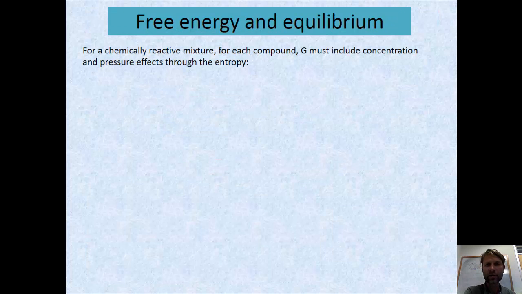Now we need to incorporate the expression for non-standard entropy into an expression for non-standard free energy for a chemical reaction. So if we have a chemically reactive mixture of reactants and products, for each compound that is present at any given time, the free energy of that compound must include the concentration and pressure effects through entropy. As the pressure and concentration changes over the course of a reaction, the free energy, G, is also going to change.